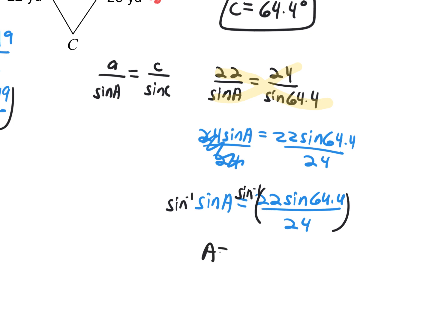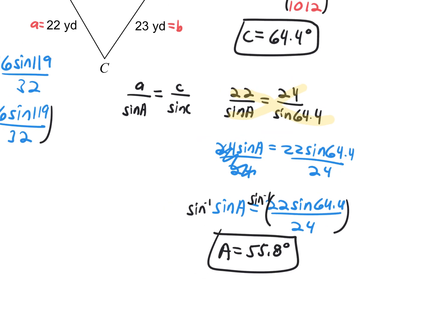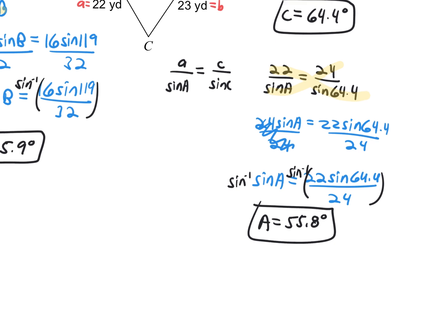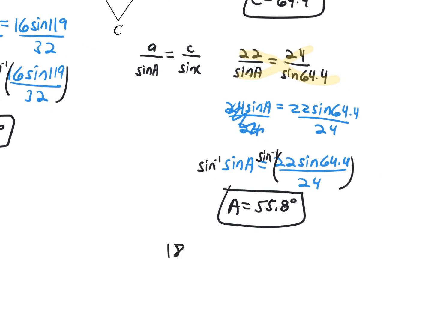And then you plug this in your calculator, we should get 55.8. So we have A, we have C, and now let's find B. All right, so it's going to be 180 minus 55.8 minus 64.4. And so we should get B is 59.8.